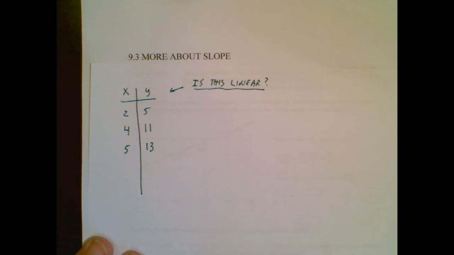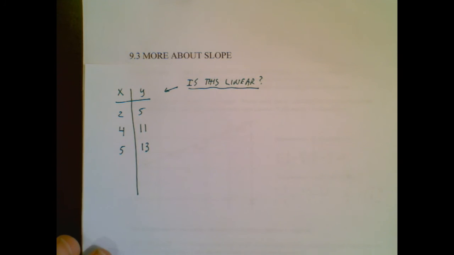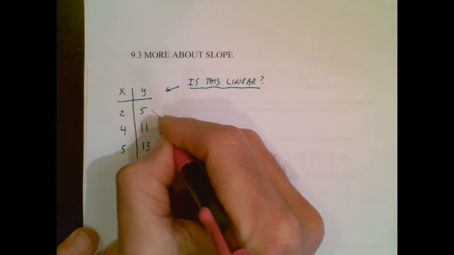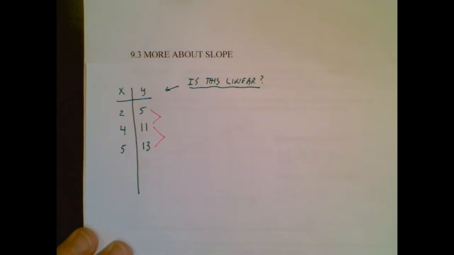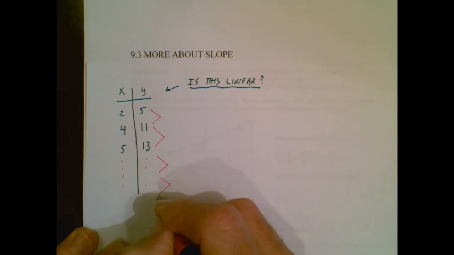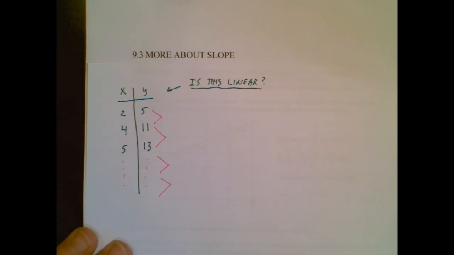So I'm going to branch off the notes for a second, and instead of looking at a graph, we're looking at a table. And the question is, is this data from a linear function? Well, to find that out, you would have to find the slope between these 2 points and the slope between these 2 points. And if there were more, we'd have to keep going and doing that. If it's linear, then the slope is always going to be the same between any 2 points.